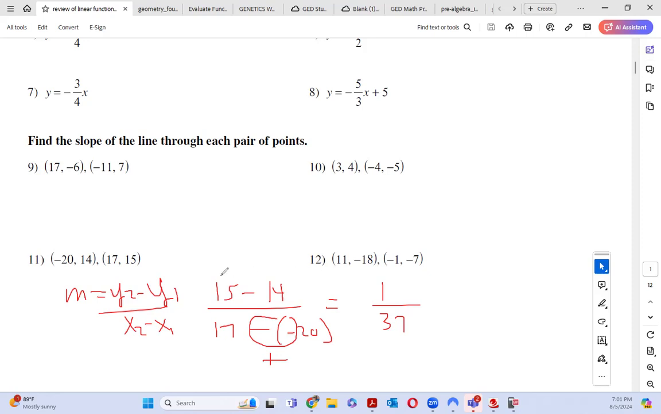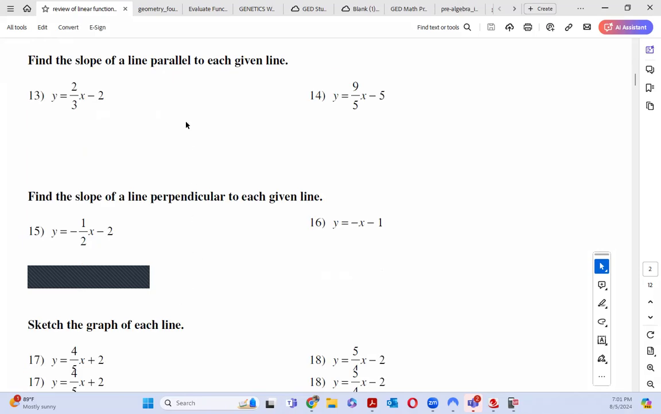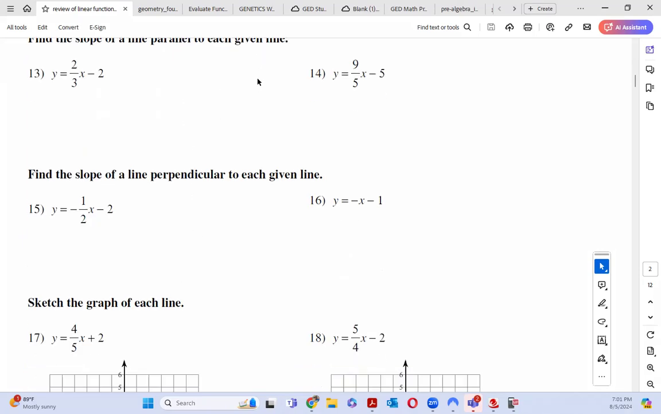Now, what I would say is, yes, do it by hand. Understand how we did it, but learn how to use that calculator to figure out that problem. The next problem, okay? Parallel and perpendicular. We'll go over that later.